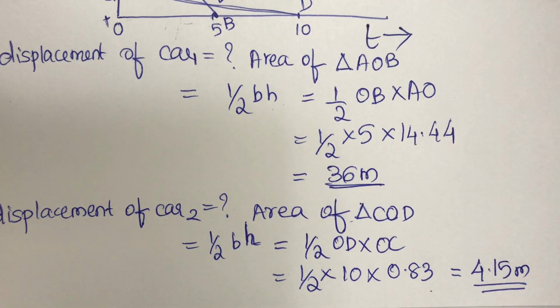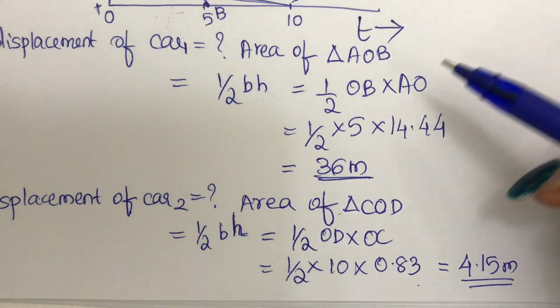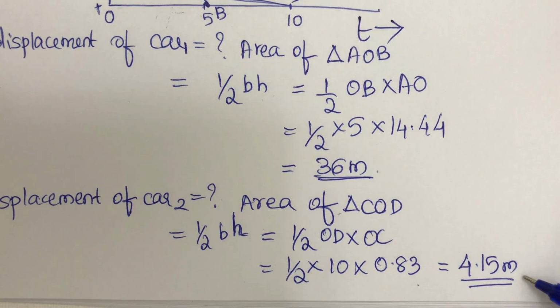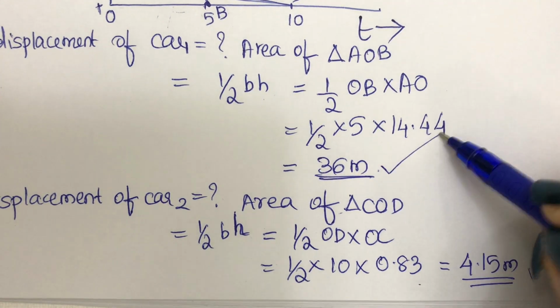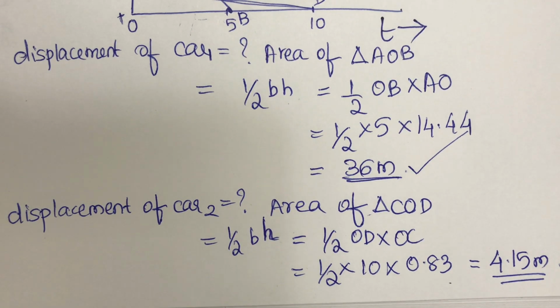So the question is, which one has traveled farther after the brakes were applied? Car 1 has traveled 36 and car 2 has traveled 4.15. So which one has traveled more? Car 1 has traveled more. So you have to write that also.